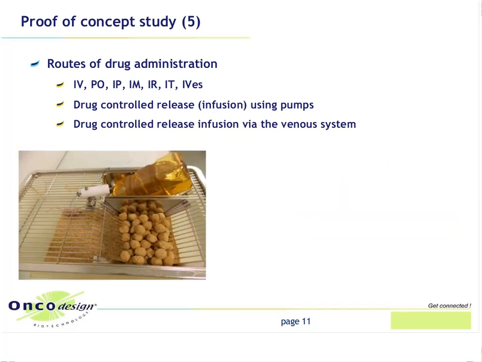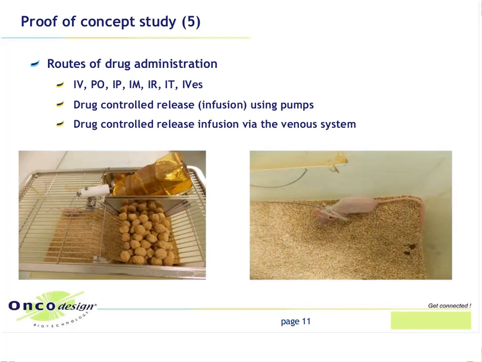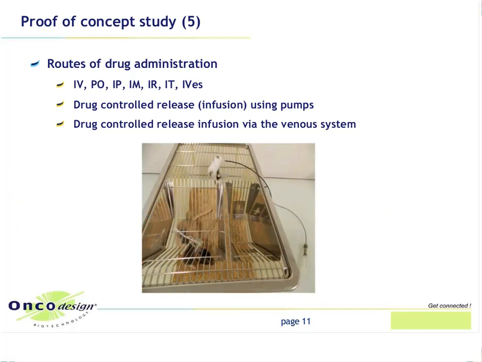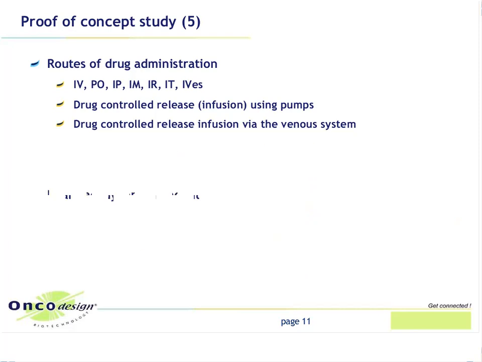Another alternative is also to have a drug controlled release infusion via the venous system. Here is an example in the picture of a mouse already infused by the jugular vein. The same could be done using the femoral vein in rats to maintain the treatment during a very long time. I will describe this kind of result in a few slides.